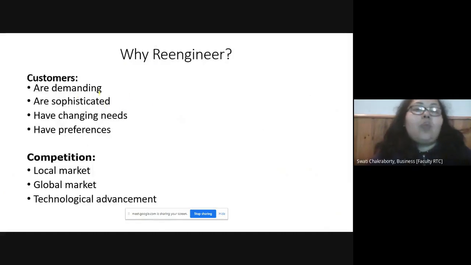So why do we insist on reengineering? Why do organizations want it? One is from the point of view of customers who are demanding. If we do not change, they will switch to our competitors. Customers are sophisticated, they want the best things and the latest techniques. Their needs are changing, and they have preferences.